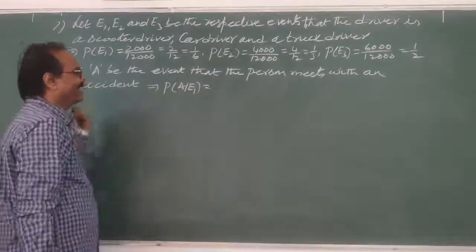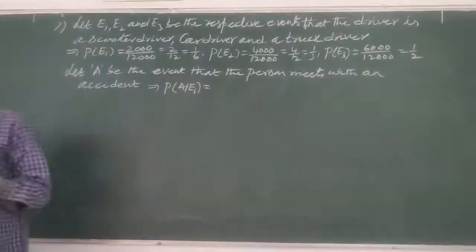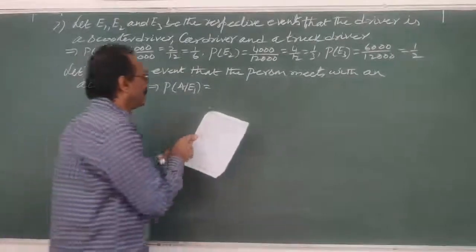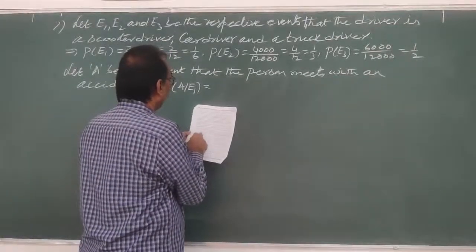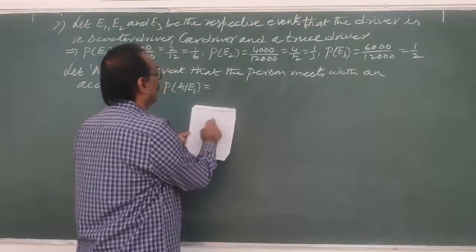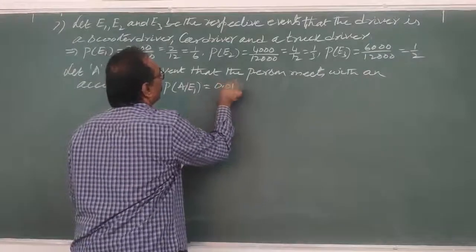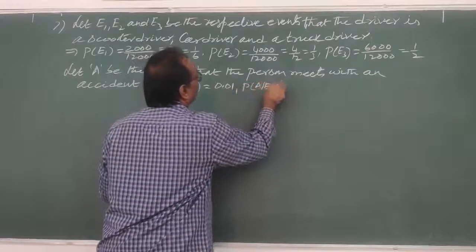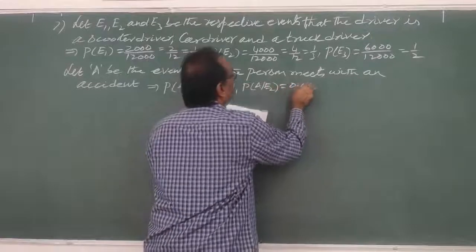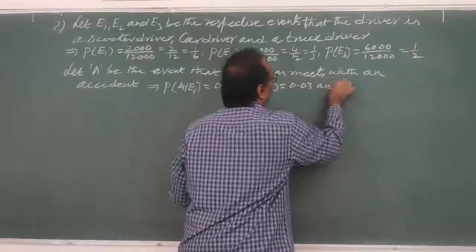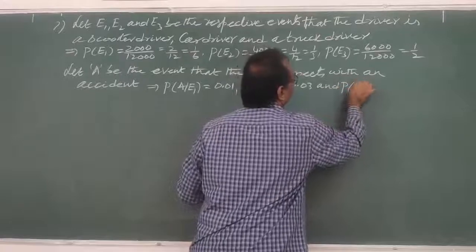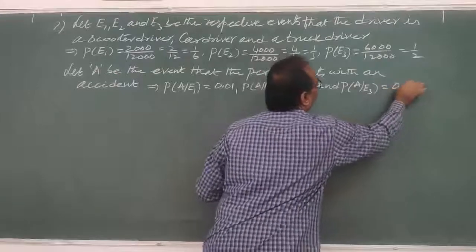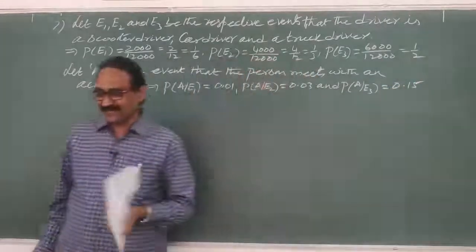So how many are there? How much is given? He has already given that: 0.01. You write that 0.01. Next, probability of A given E2, car drivers, their probability is 0.03. And truck drivers, the probability of meeting with an accident, probability of A given E3, is equal to 0.015. That's all. So he has already given everything, so it is easy.